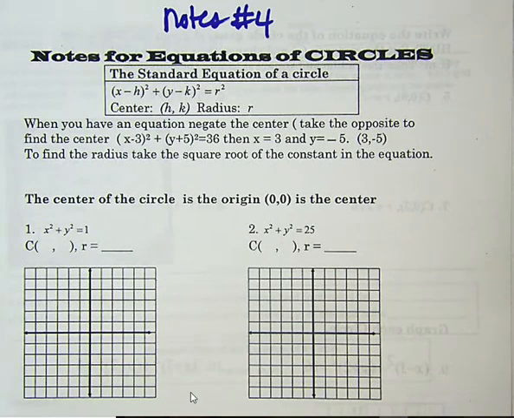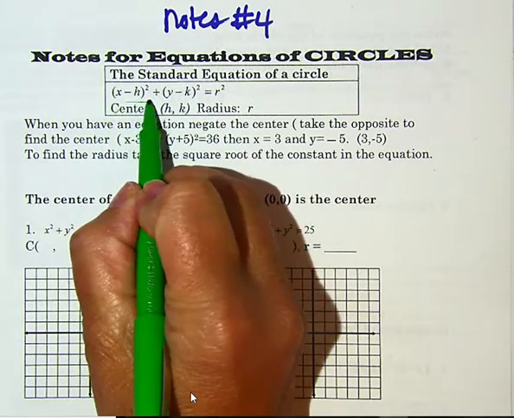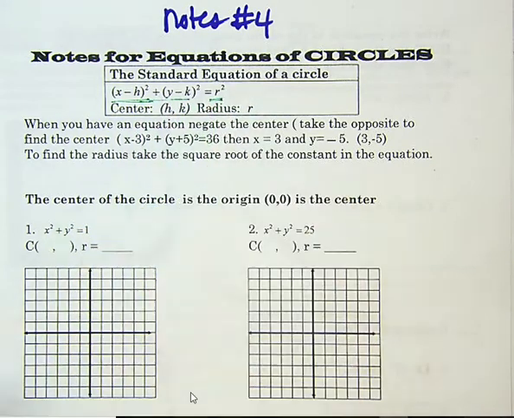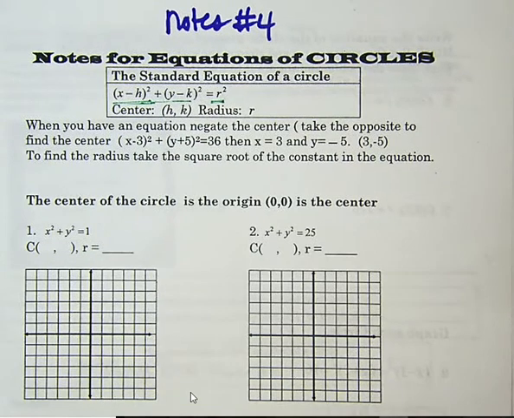Today is day 4 of circles, and I am going to talk about the equation of a circle. So, this is the equation of the circle. Whenever you have an x squared and a y squared, the number at the end is always going to be your radius squared.